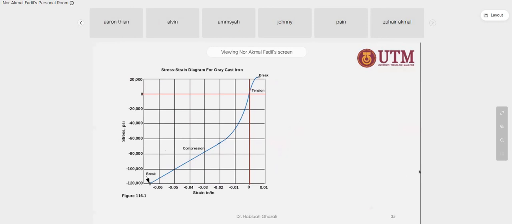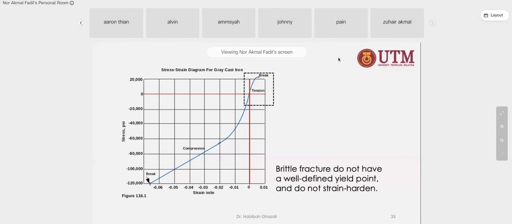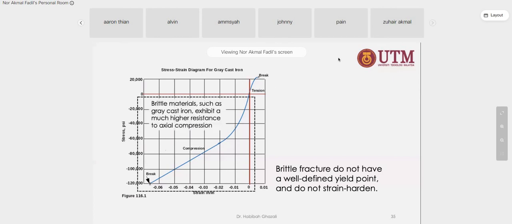If you increase the load, it will break without showing necking behavior. It will break at maximum stress. Brittle materials such as gray cast iron exhibit a much higher resistance to axial compression, not in tension.